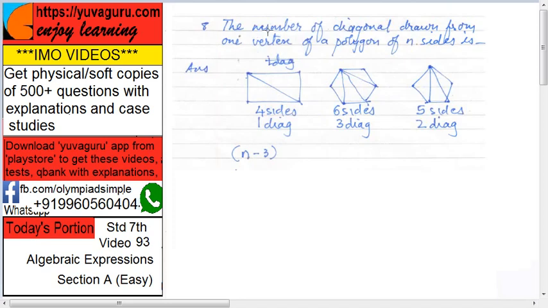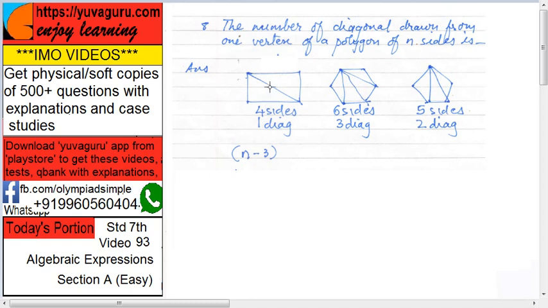The number of diagonals drawn from one vertex of a polygon of n sides is... Let's understand the problem first. First, what is a polygon? Polygon means any figure which is a closed figure and which has three sides or more. So triangle is also a polygon, but there can't be a diagonal in a triangle. That's why we have not taken that.